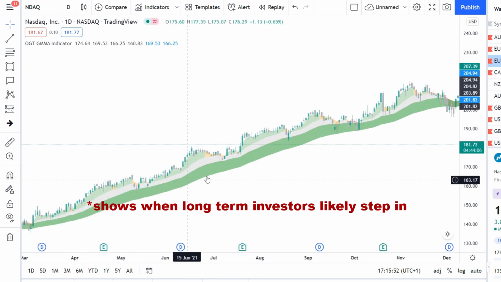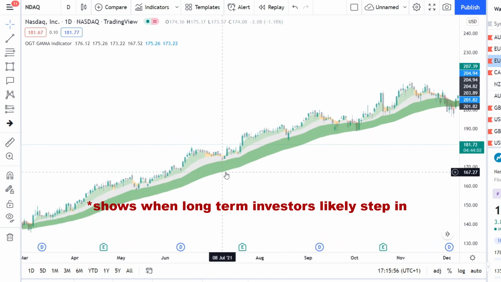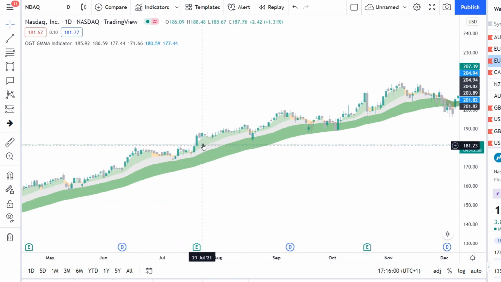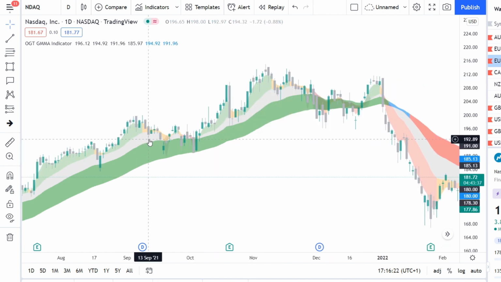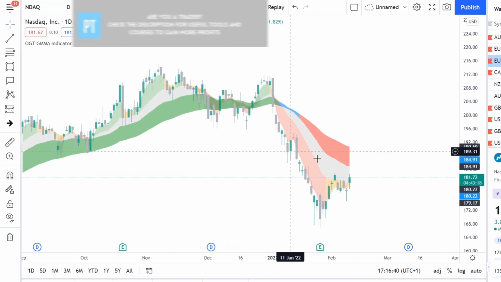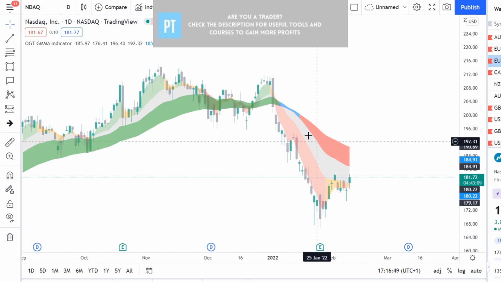The dark green one shows the long-term trend. The light green one shows the short-term trend. The yellow color shows an overlap on the short-term trend, and the blue one shows another overlap, but that's a hard overlap, and the red one shows a hard bearish trend.